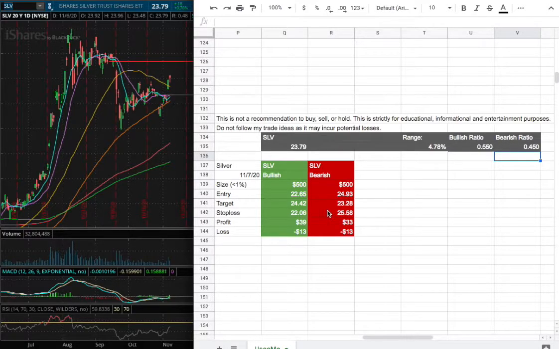On the other hand, if I were to open a short position, my short entry will be at $24.93, and that coincides with resistance in the past that dated back to September 14th. And my sell target for it will be $23.28, and my stop loss will be $25.58. So how did I develop these trade ideas?